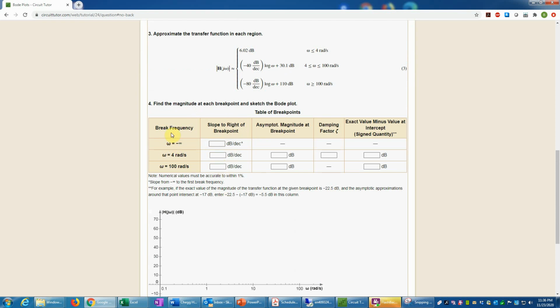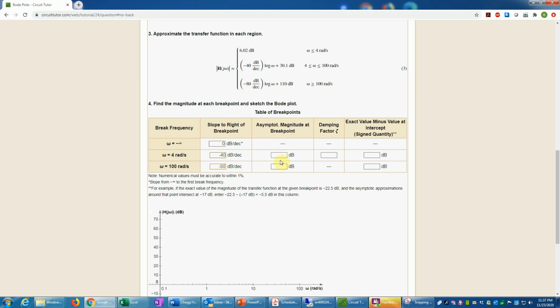So the first break frequency, if you will, is at -infinity, or at least we consider that as a break frequency here. And the slope to the right of that basically is the slope of this initial region, which is 0. As you see, it's a constant. It doesn't depend on omega, so that has 0 slope. In the second region, we see that the slope, it's just right there, it's -20 dBs per decade. So we just put in, I'm sorry, -40, I mean, -40. And then in the third region, again, is just -80. So we put that value in there.